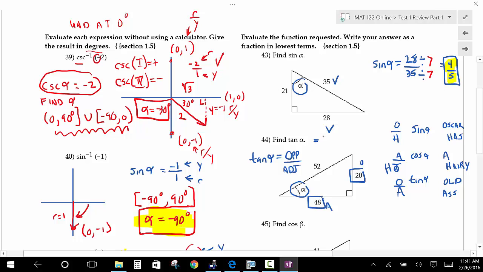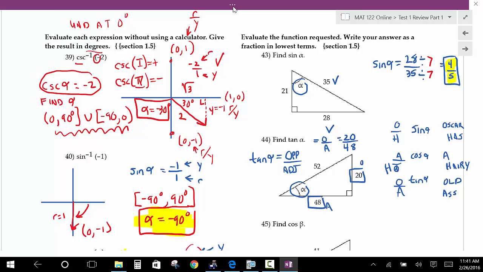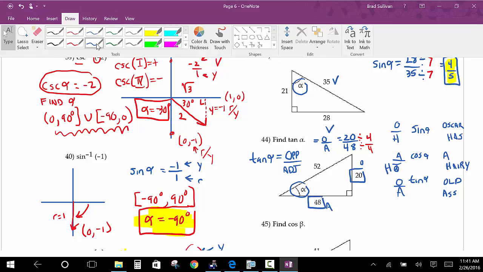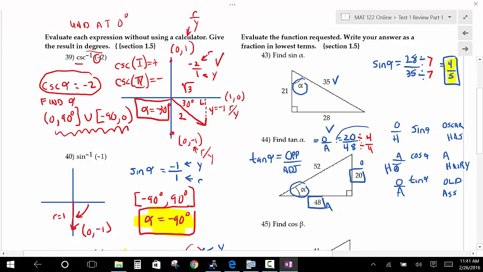So what we would have on this is opposite over adjacent. So that is going to be 20 over 48. Again, you can reduce that fraction by 4. If you divide by 4, then you'll have the final answer to the problem. So that is going to be 5 over 12. So in this problem, the tangent of alpha is equal to 5 over 12. It's basically just applying definitions that you have to know for a right triangle.